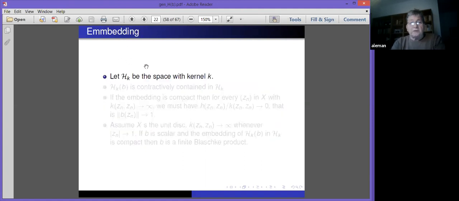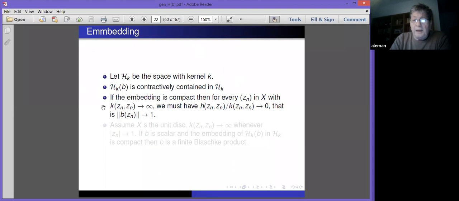Okay, so my second topic is about embedding. Again, you start with H(K). You should keep in mind the cases of the Cauchy kernel, the Bergman kernel, the weighted Bergman kernel. So this is the big space. And then you form this H(K) of B by multiplying with one minus the scalar product of B(z), B(w). And then Dunn had this in his lecture, that this H(K) of B is contractively contained in H(K), simply because the kernel here is smaller than the kernel here.